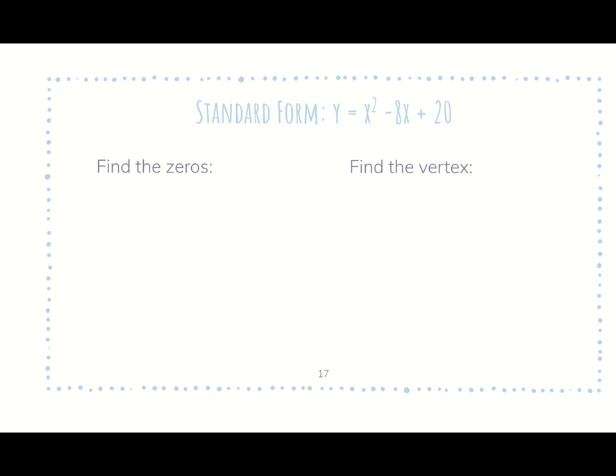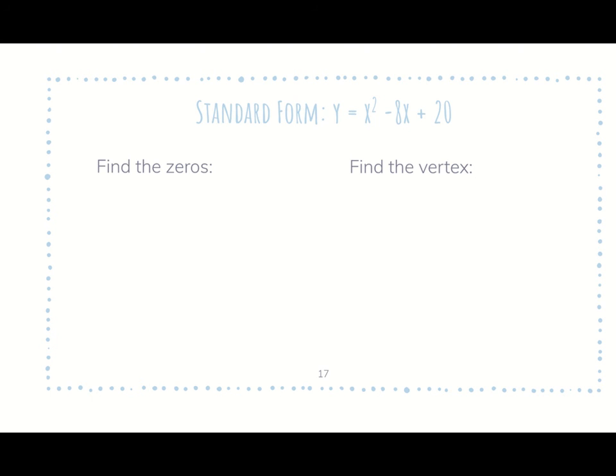And we're on to standard form. So given y equals x squared minus 8x plus 20, go ahead and find the zeros either by factoring or the quadratic formula, and then finishing up with finding the vertex. Have that down on your paper, work it out, type your answers in for me to see, and then continue on with the video to check your answers.